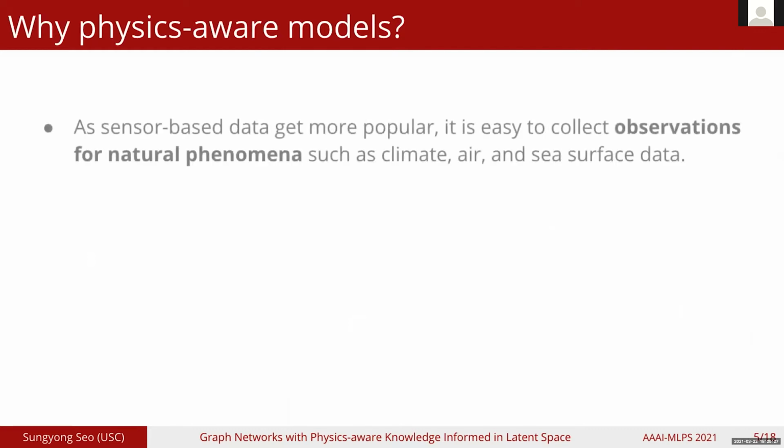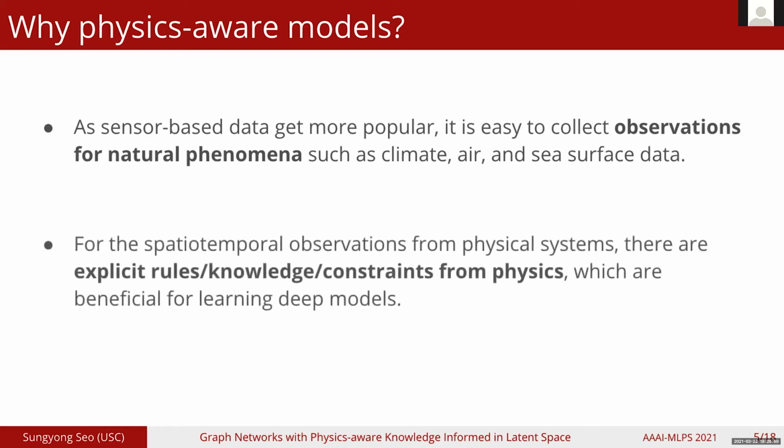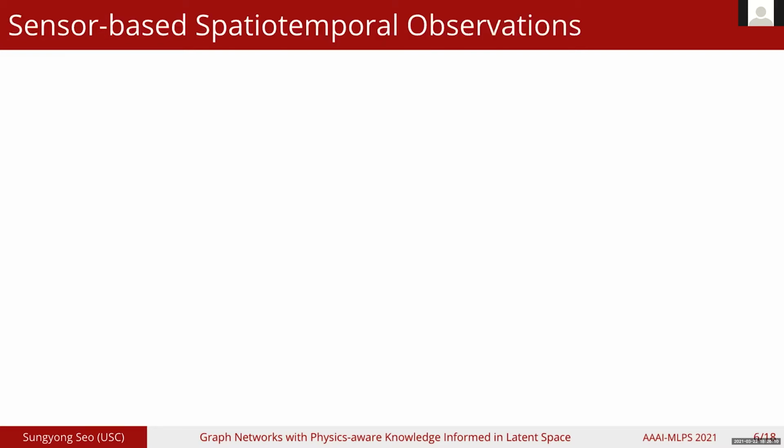First, as sensor-based data get more popular, it is easy to collect observations for natural phenomena such as climate, air, and sea surface data. Many physicists and computer scientists are interested in modeling physical systems with a different methodology, such as data-driven learning these days. Second, for the spatio-temporal observations from physical systems, there are explicit rules, knowledge, or constraints from physics, which are beneficial for learning the models, so that we can get benefits by incorporating the empirical knowledge into data-driven models. In this work, we are interested in modeling this kind of physics phenomena.